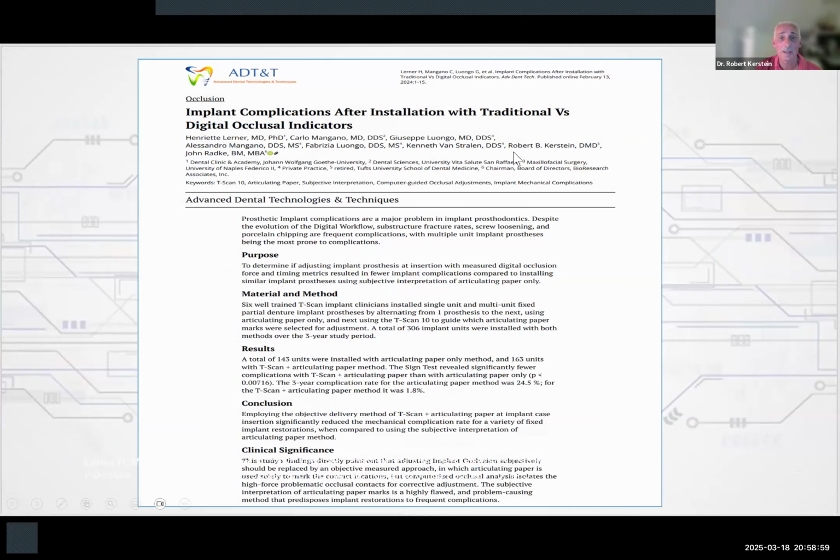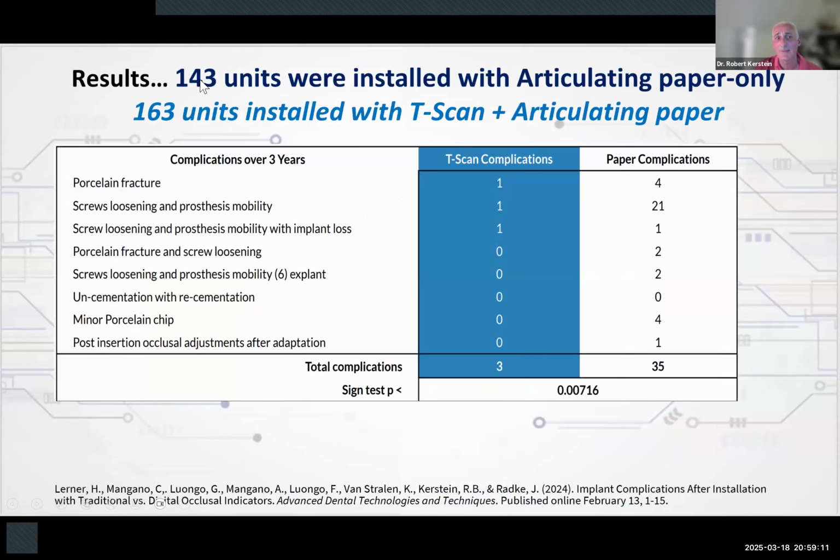So here's a study that proves T-scan controls occlusal complications with implant dentistry. It was published in 2024. What this group of dentists did was every time someone came in for an implant installation, they would use articulating paper only. The next patient, they would use T-scan and articulating paper. The following patient, they would change back to just articulating paper only. And the following patient, they would use T-scan and articulating paper. So they were alternating how they were installing the cases.